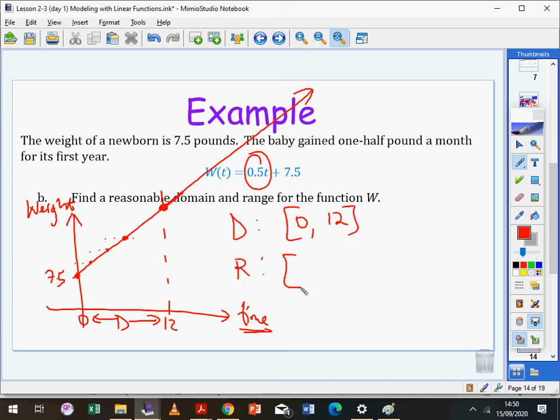will not be from 0, because this baby does not start off with a weight of 0. The baby starts off with a weight of 7.5 up to the weight at 12 months. So I need to figure out what the weight at 12 months is by substituting 12 here, and that will be the upper limit of the reasonable range. I hope this makes sense. If you don't get it quite clearly, please send me a question.